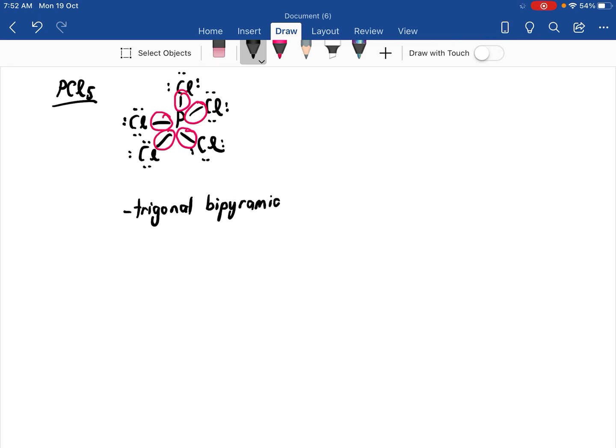So we are going to draw the best representation of trigonal bipyramidal. First we have the linear shape, and then the other three take the shape of trigonal planar. So we have 90 degrees for one bond angle, and then the other bond angle is 120 degrees. So this one is 90.